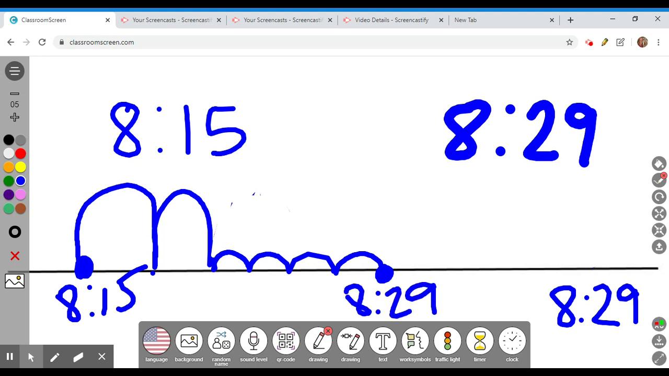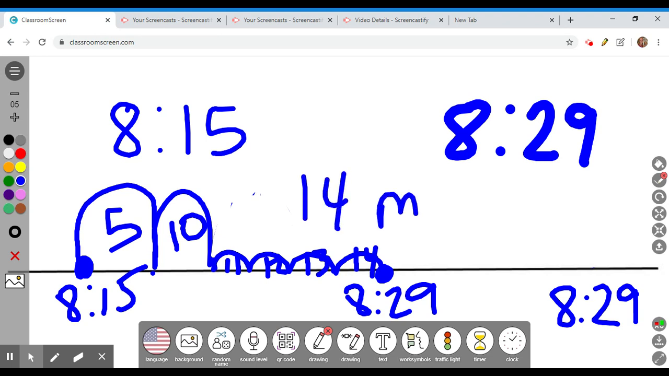And when I count up my time, again, I've got 5, 10. Now I'm going to count by ones here. So this would be 11, 12, 13, and 14. So this particular event would have lasted 14 minutes. I can tell you're doing a fabulous job, and I know you're rocking this elapsed time.